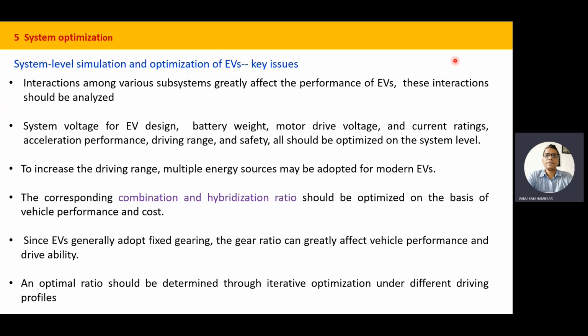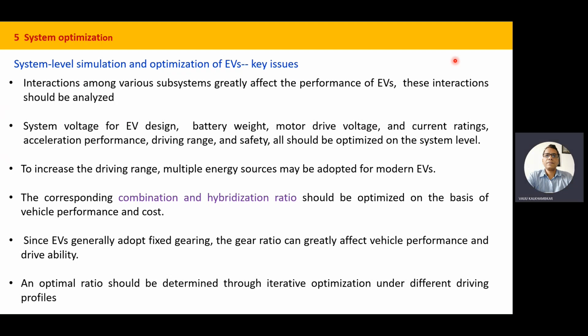System voltage for electric vehicle design, battery weight, motor drive voltage, current ratings, acceleration performance, driving range, and safety. So these are the important parameters when we consider electric vehicle optimization, and they should be optimized on the system level and best designed. So it should provide the best system voltage, the best battery weight considering the requirement of the electric vehicle, and the best drive voltage and current ratings. Optimization should be done to get the best possible values and ratings. The design should also be done such that it provides the best driving range.